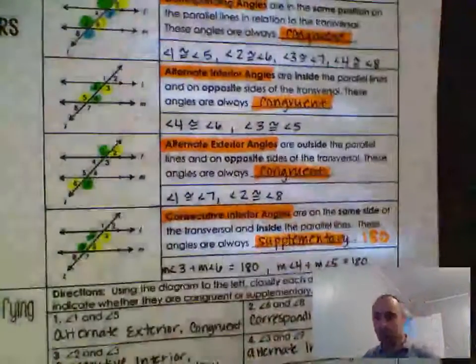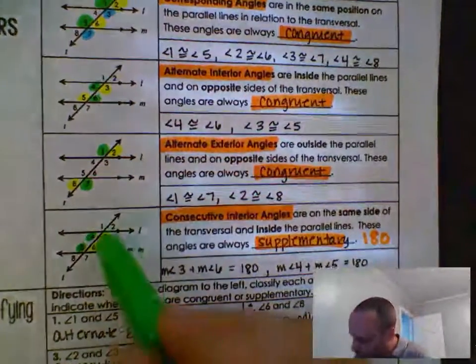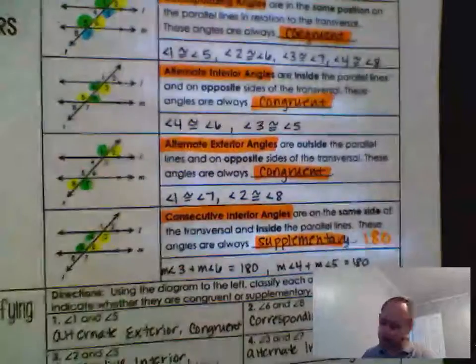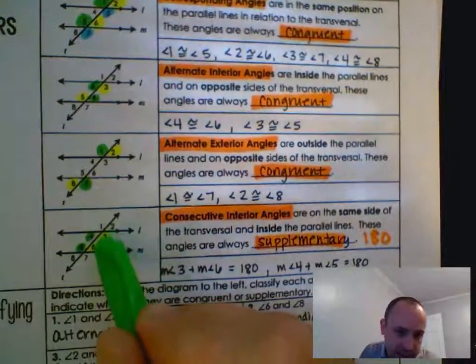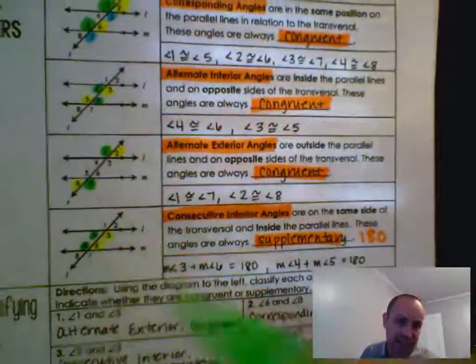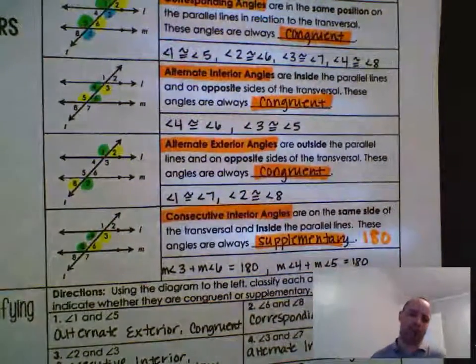Now in this case, 3 and 6 do not equal each other, so you can't say this one equals that one. But you can say that 3 plus 6 equals 180, and that's how you would solve that type of problem.